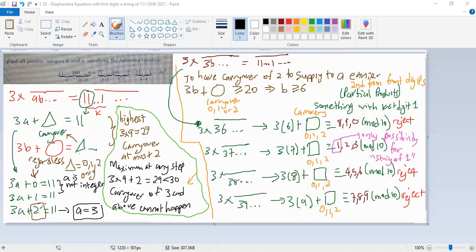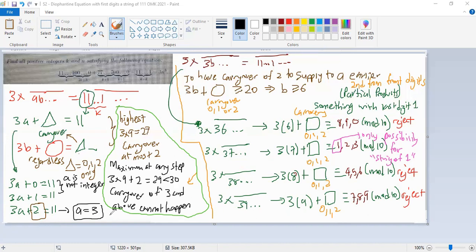I realized that I don't even need to look at the B at this point. So 0, 1, and 2, I add them up. I see that A is not an integer for the first two. 3A plus 0 is 11 solves to A is 11 over 3. The second one, 3A plus 1 equals 11 solves to A equals 10 over 3. And the third one is the only possibility. 3A plus 2 is 11, which solves to A equals 3.